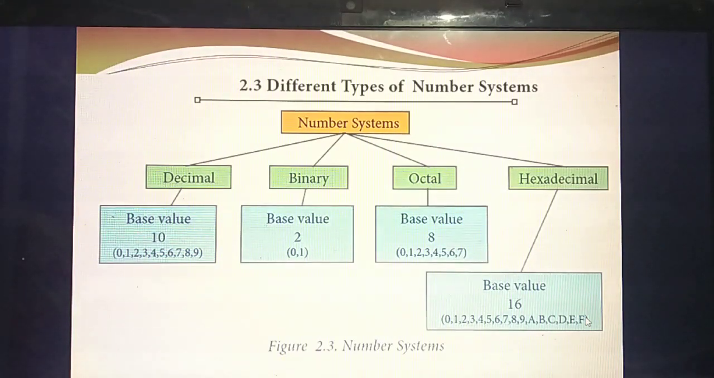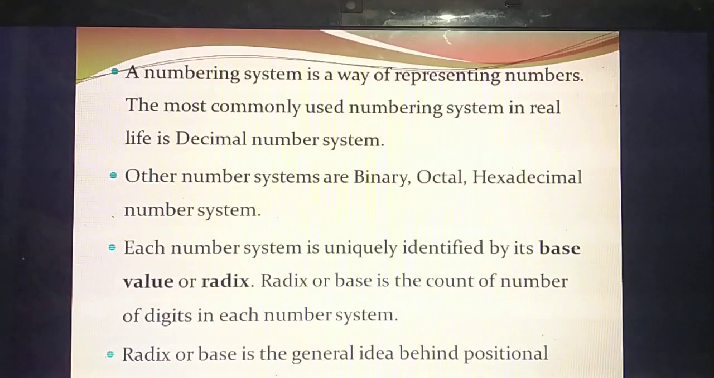In hexadecimal, the numbers from 10 to 15 are represented as capital alphabetical letters. Understand? So now, why are we using this numbering system? This numbering system is mainly used to represent different types of numbers.